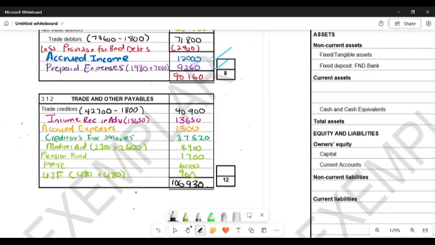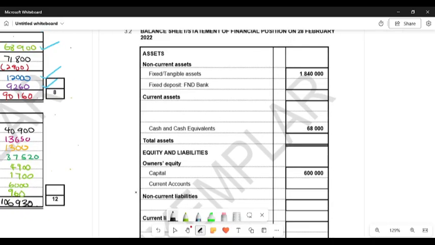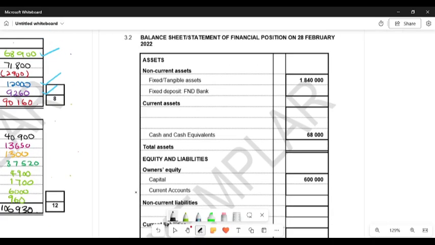Now, let us do the final section, which is the balance sheet. With regards to the balance sheet, you need to know the format. This is important. You need to know the line items that go under your non-current assets, your current assets, your equity, your liabilities, right? Most of the marks under the balance sheet come from knowing the format. For example, under our current assets, we have only three line items: your inventory or trading stock, your trade and other receivables, as well as cash and cash equivalents, right?